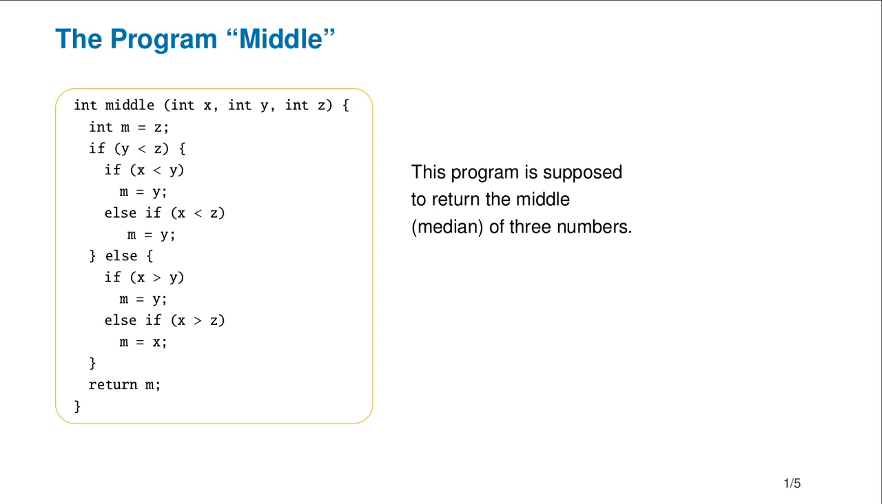Okay, and here is the code of the program. It's not so complicated. We do some comparison, and if this is the case, if y is smaller than z, then we check if x is smaller than y, and then m is the return value. And yeah, here we have the different cases, and the question is now, does the program really do what it is supposed to do?